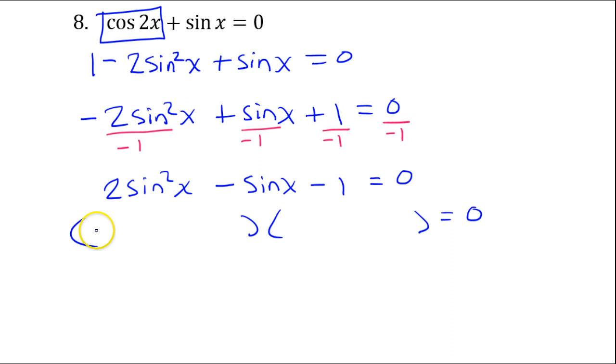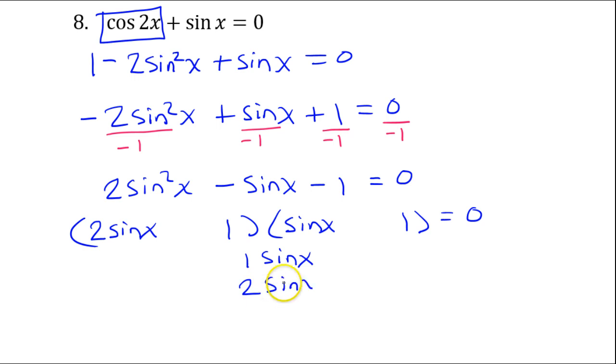2 sine squared can only factor as 2 sine x times sine x. 1 can only factor as 1 times 1. Inner plus outer must equal middle. Inner, I have 1 sine x. Outer, I have 2 sine x. The middle is -1.